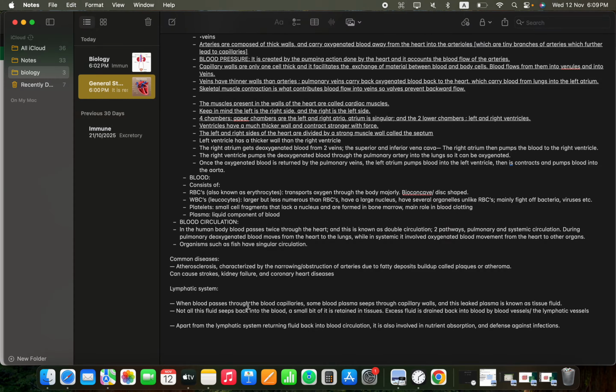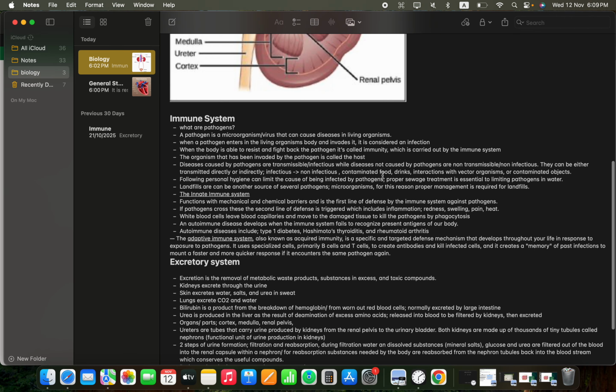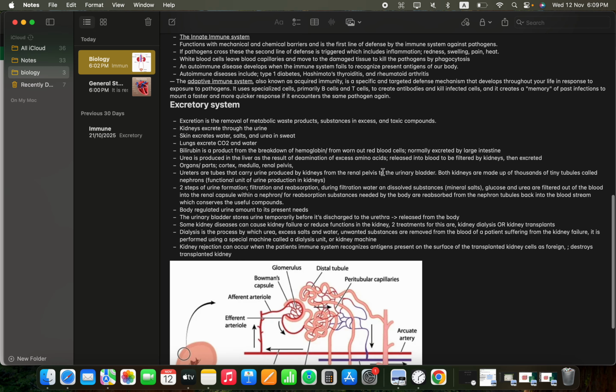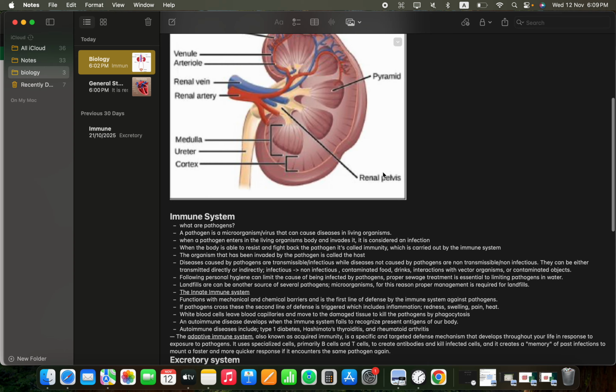Now, apart from returning fluid back into blood circulation, the lymphatic system is also involved in nutrient absorption and defense against infections. And after that, we have the immune system and excretory system. So let's start with the immune system.